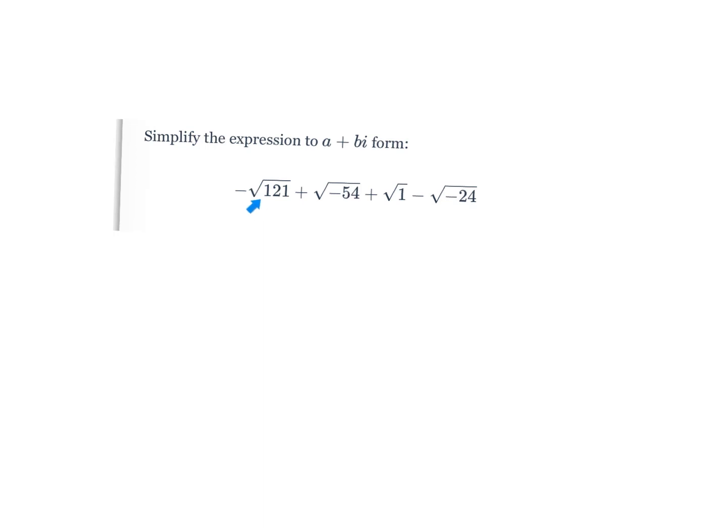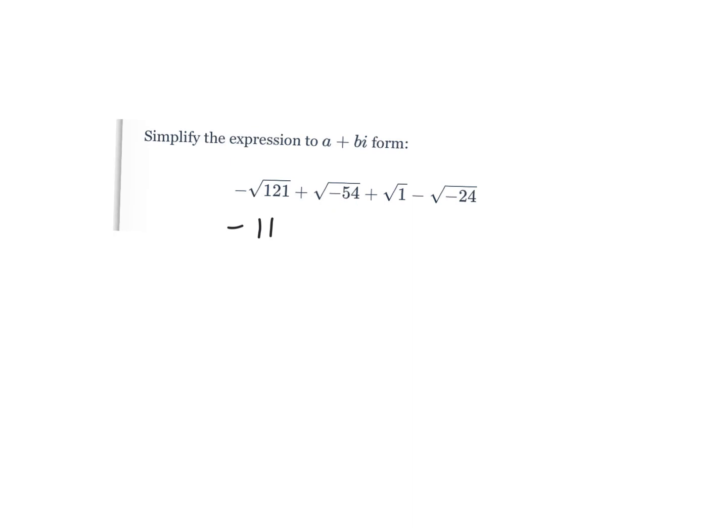So in order to simplify this expression, we have these square root symbols, or the radicals. So we need to consider the radicand. Now this first one, square root of 121. Well, that one's a perfect square. That's 11. So really that one's easy. That's just the negative 11. Because the square root of 121 is 11.